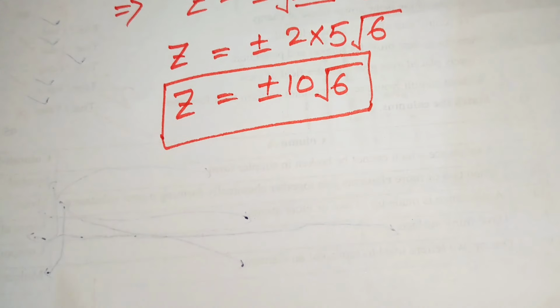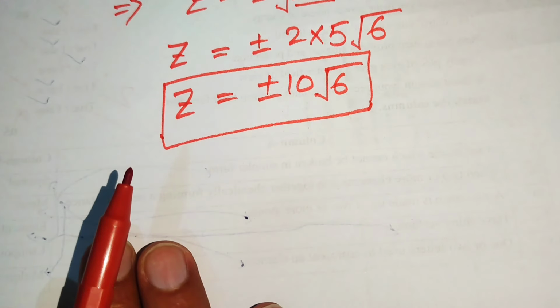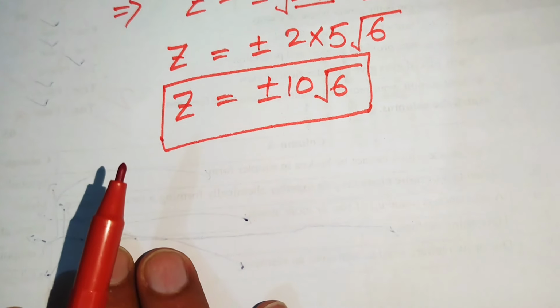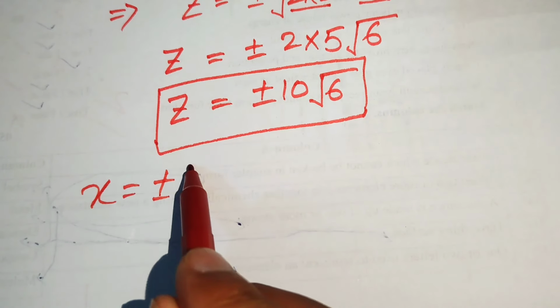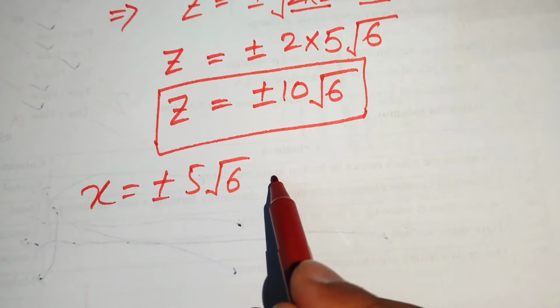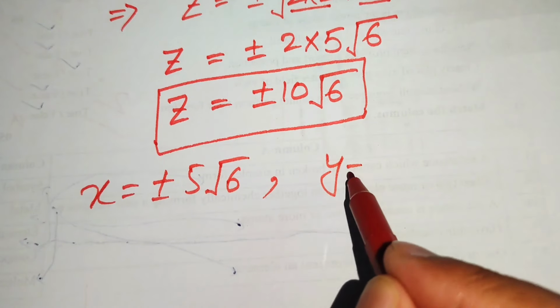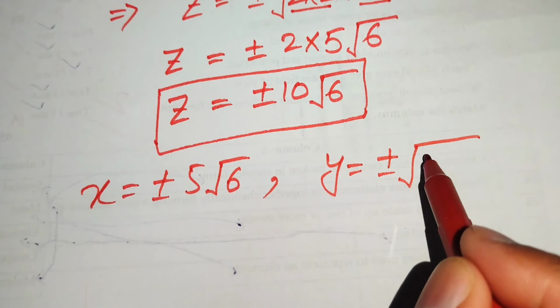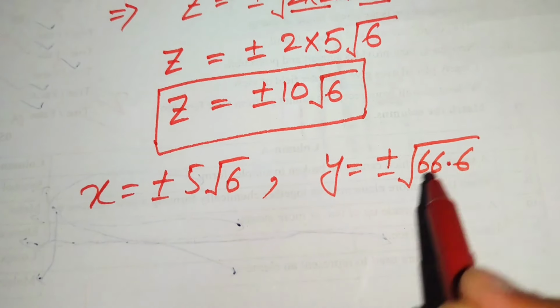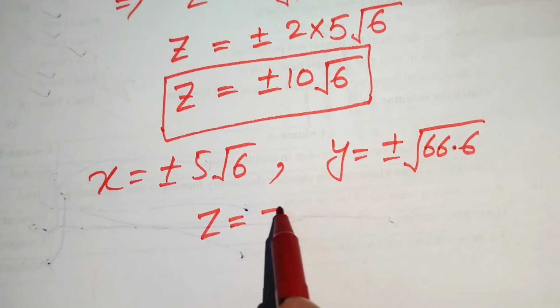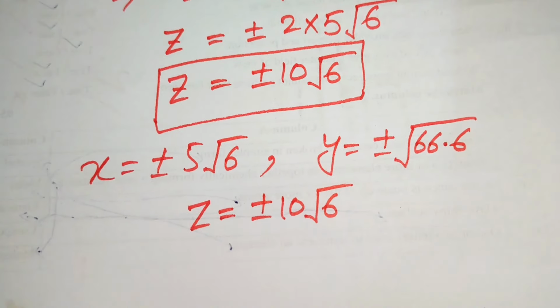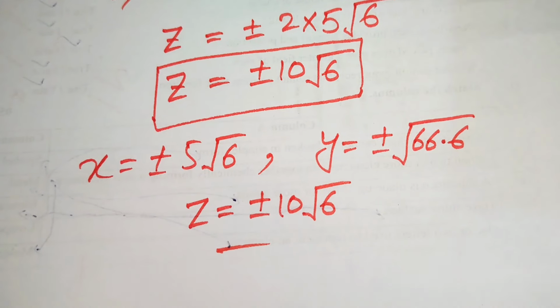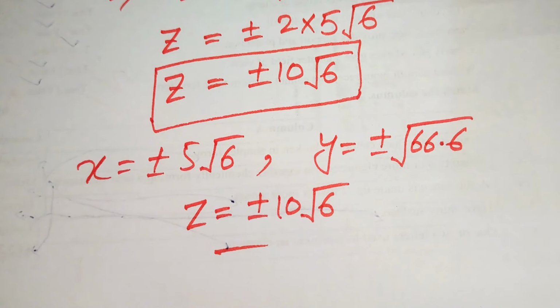Okay, so finally we have the values of x equal to plus minus 5 into square root of 6. The values of y are plus minus square root of 66.6, and the values of z are plus minus 10 into square root of 6. So these are the values of x, y, and z, and this is the final answer.